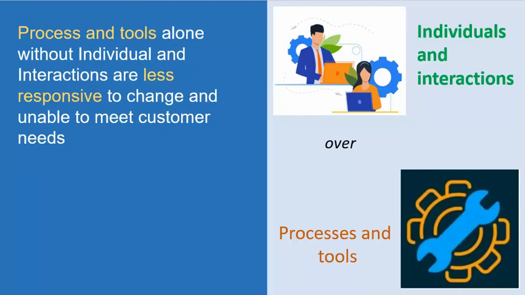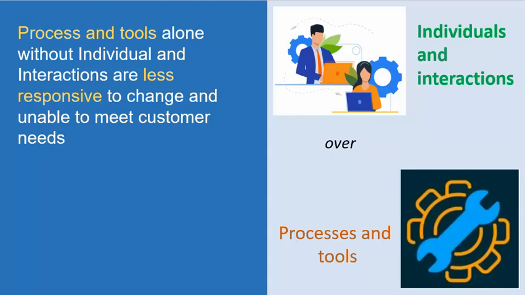Processes and tools alone, without individuals and interactions, are less responsive to change and unable to meet customer needs. So we always promote that processes and tools are a part of it, but they alone cannot make the difference. They should be combined with individuals and interactions. In the early days of the waterfall model, the complete focus was on process and tools, and individuals and their motivation were ignored.